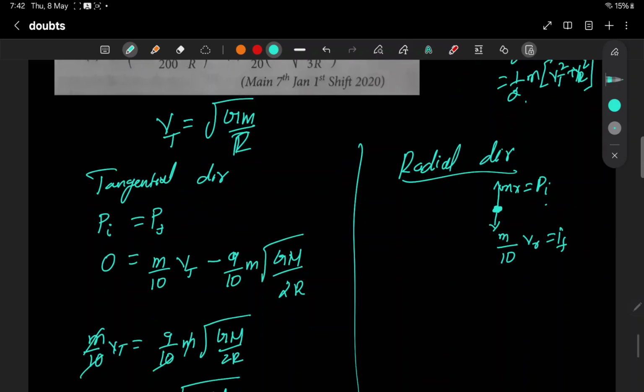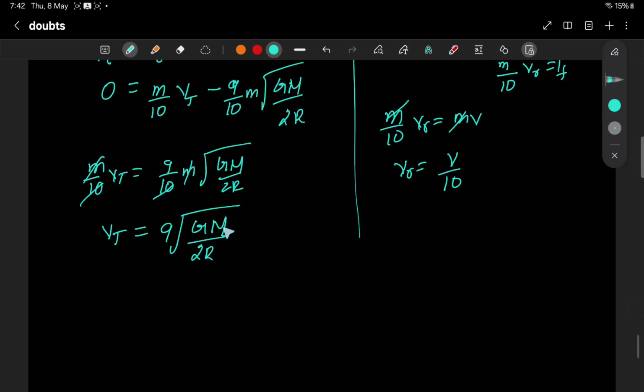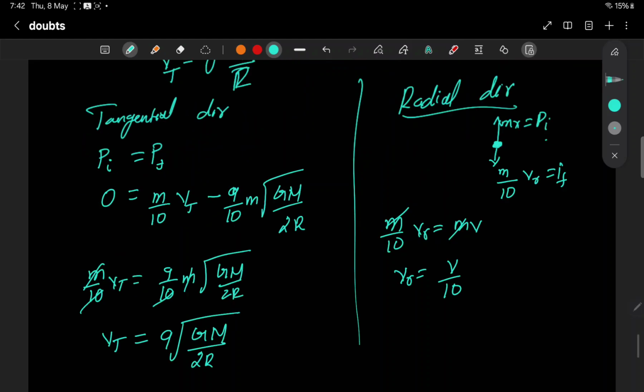So what I can write is m by 10 into your radial velocity will be equal to m into v. Okay, this is what we are getting. So here vr is nothing but, taking m out, v by 10. So now we have to find this vr. Here gm is there in terms of this v, which we don't know. So first we have to find this v, and then we can substitute.